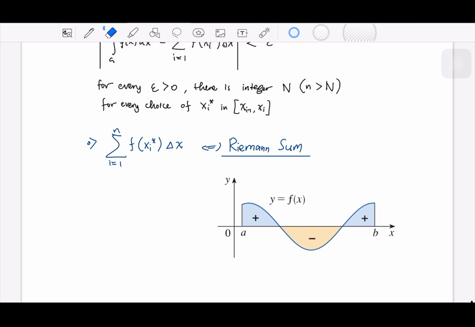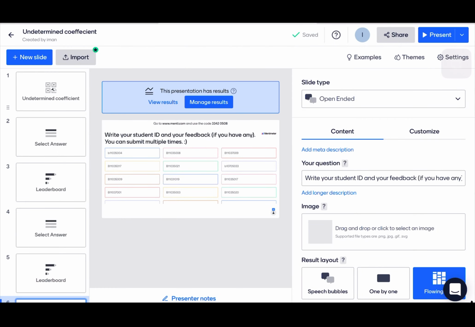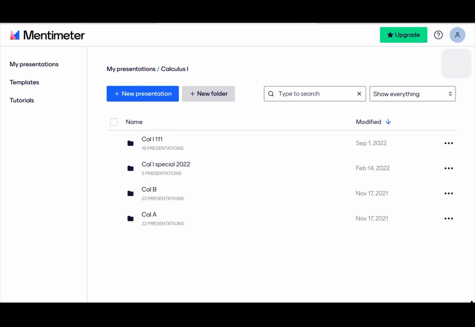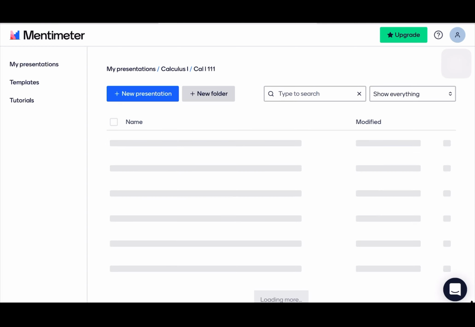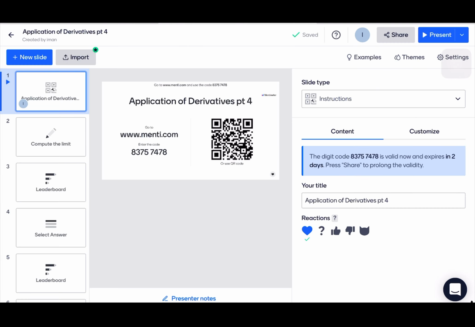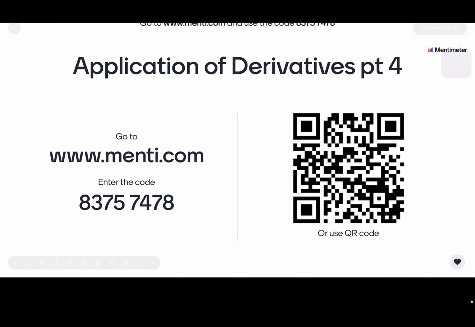Okay, as usual, we are going to have feedback questions. Okay, I would like to check one question about the optimization, another question about the L'Hopital rule. There are 2 questions.